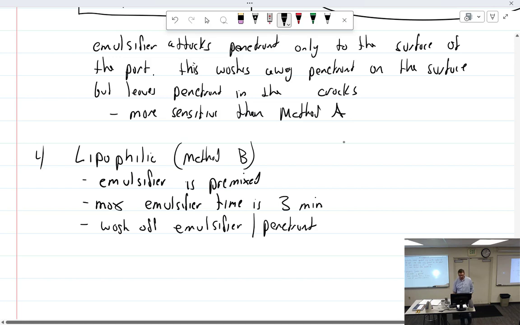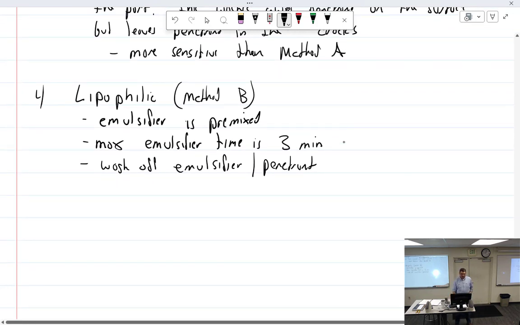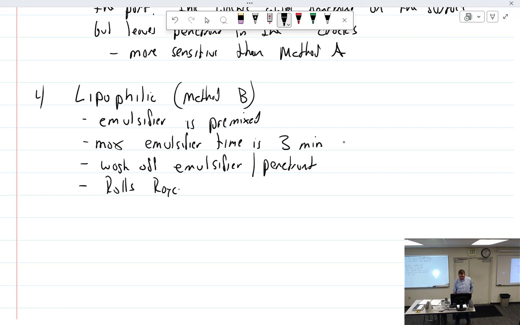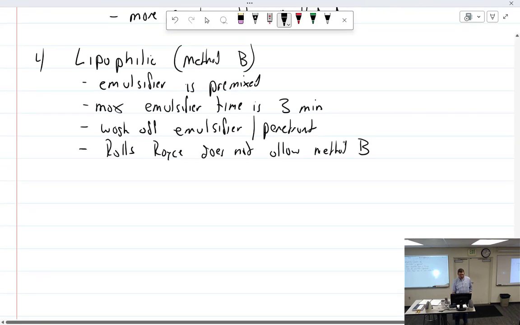and they go to inspection, obviously under a black light. And I'll put this note, the reason why I put this is to give you a difference between why would I choose B versus D. Rolls-Royce does not allow method B. They're strictly a D. It's apparently the lipophilic is not sensitive enough for what they're looking for.